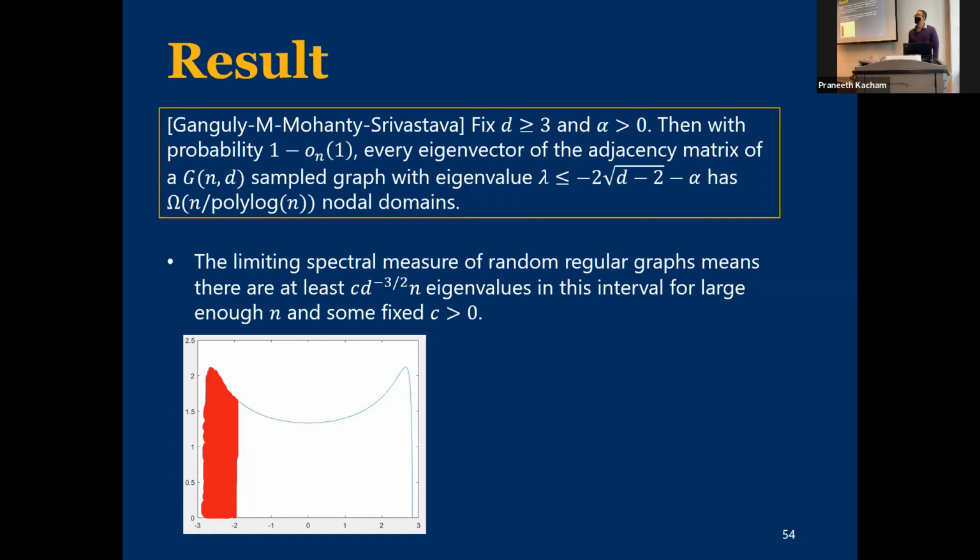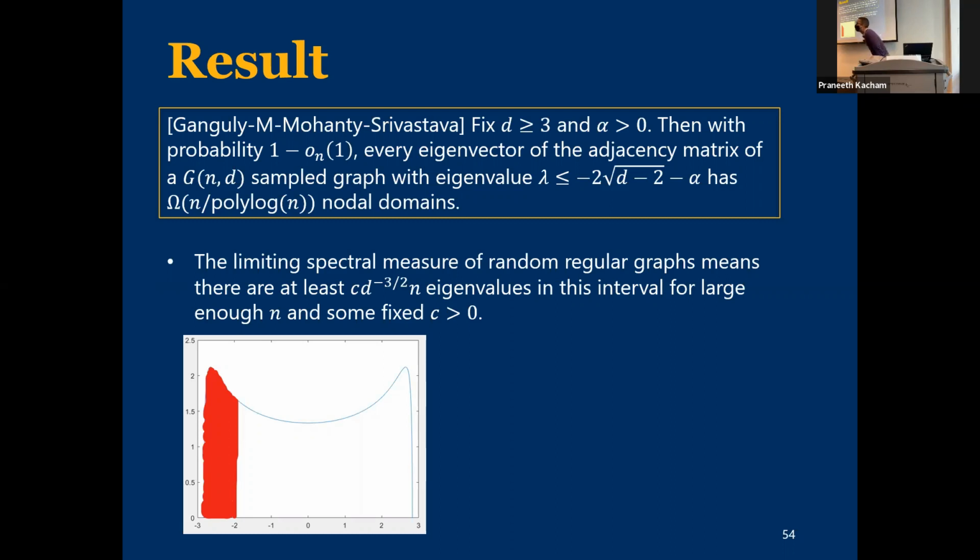Do we know anything about the top eigenvalues? No, except for the Davies et al. result, which says that the kth eigenvector has at most k nodal domains. There's no non-trivial lower bound. We don't know that there are more than 2.